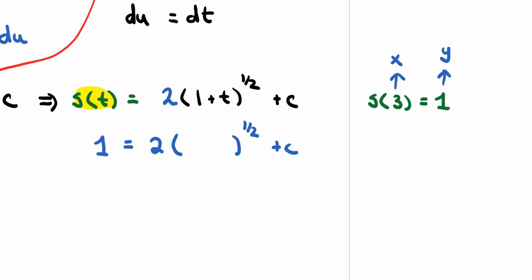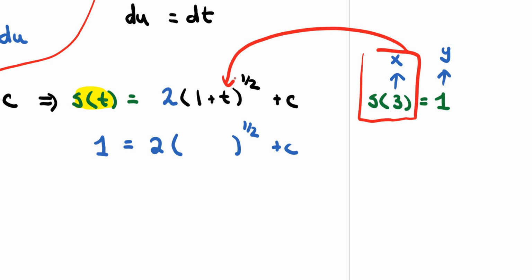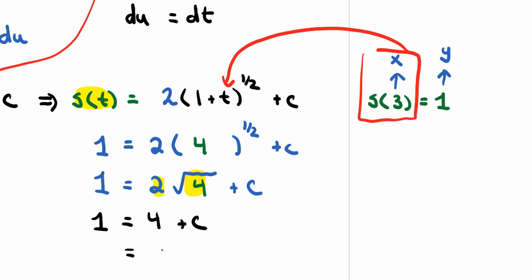And then over here, this part right here, what that means is this t value has the value of 3, so I have a 1 plus 3 here. All right, so 1 plus 3 is going to be 4. And this is the same thing as 1 equals 2 times the square root of 4, and then plus c. From there it should be pretty easy to find the value of c. The square root of 4 is 2. 2 times 2 is 4. So now I have 1 equals 4 plus c, and that means c would equal -3.